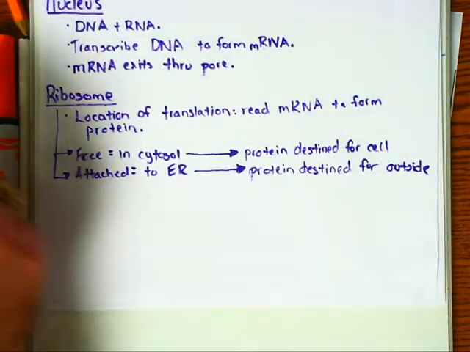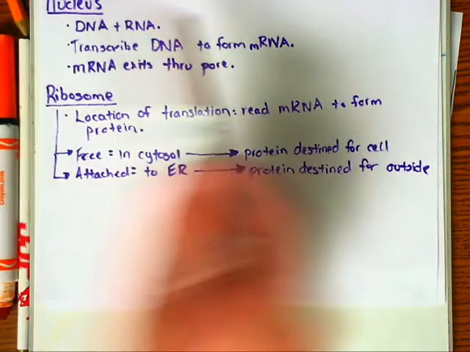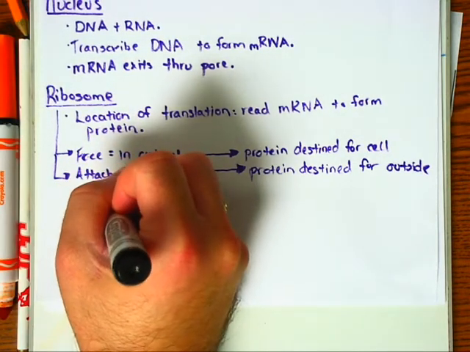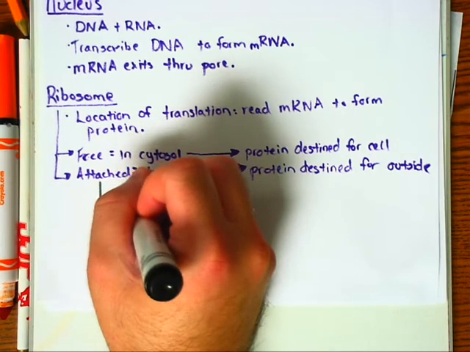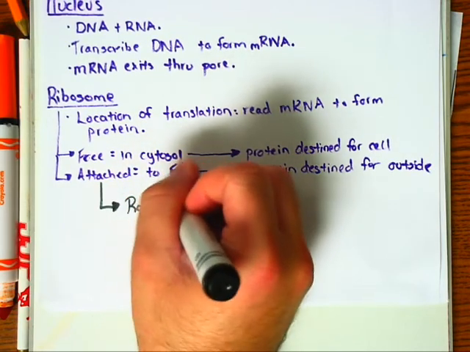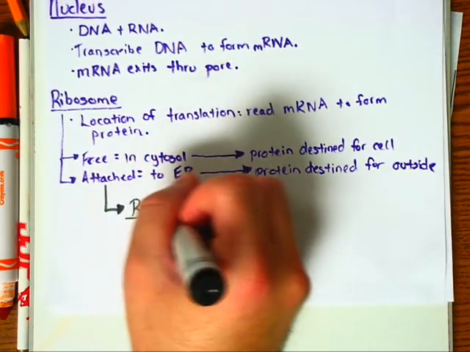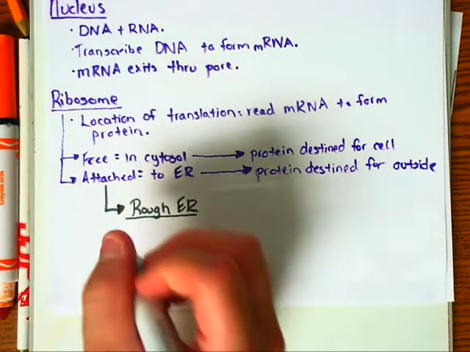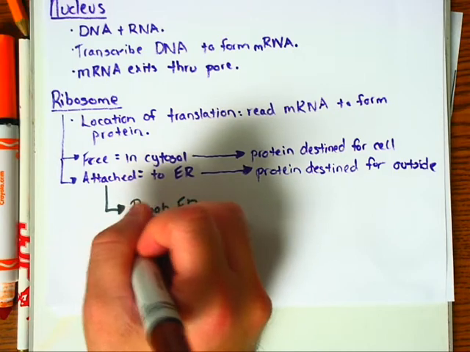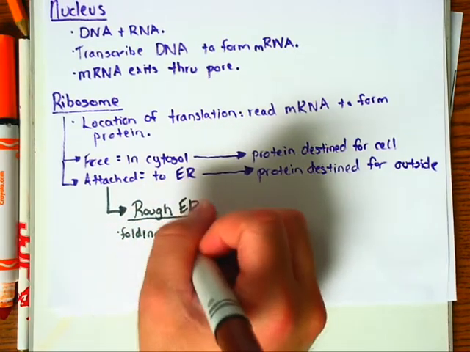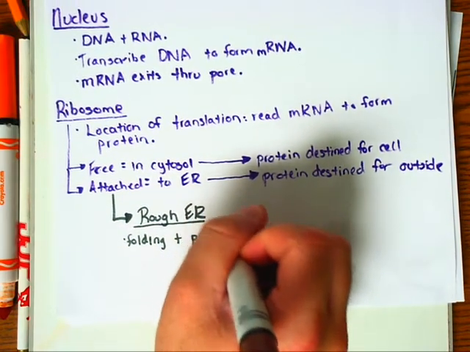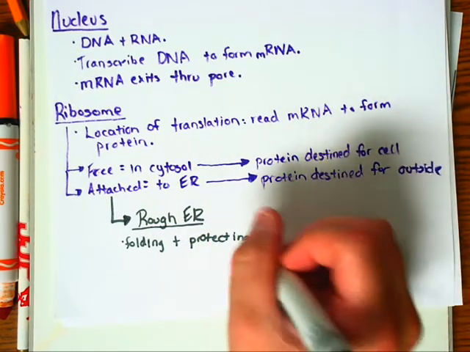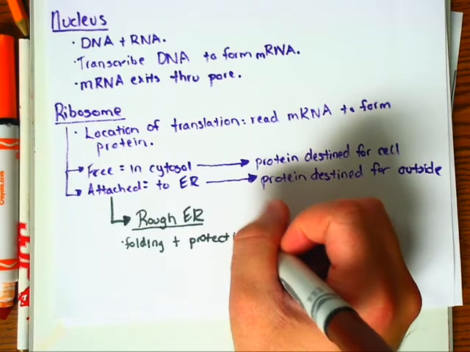Now, if we continue this logic on, what would be happening in your rough ER that's helping out these proteins? We're getting to where we left off yesterday. Well, the ER folds and protects the proteins. Okay, so we've got some folding and protecting mechanisms. Facilitates transport. Folding and protecting the proteins.